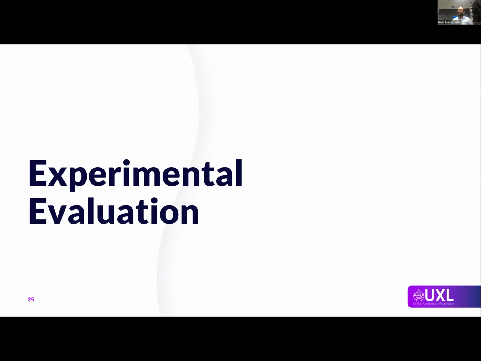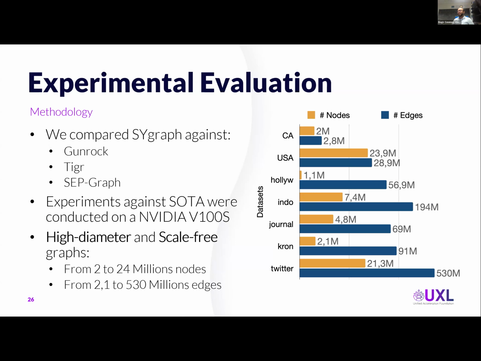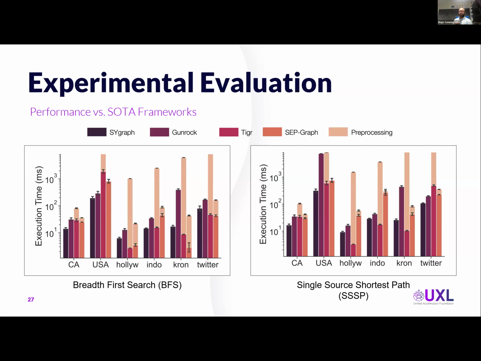Allow me to show some numbers because we did a lot of experimentation. We compared against the state-of-the-art research work, which are Gunrock, Tiger, and SYgraph. Very important, some of those frameworks require preprocessing while we do not. We tested this on different datasets of different sizes. For instance, the largest one is the Twitter dataset, which has 21 million nodes and 530 million edges. I will show you some results of the experimental evaluation, and at the end of the talk, I will show you the paper where you can find more results.